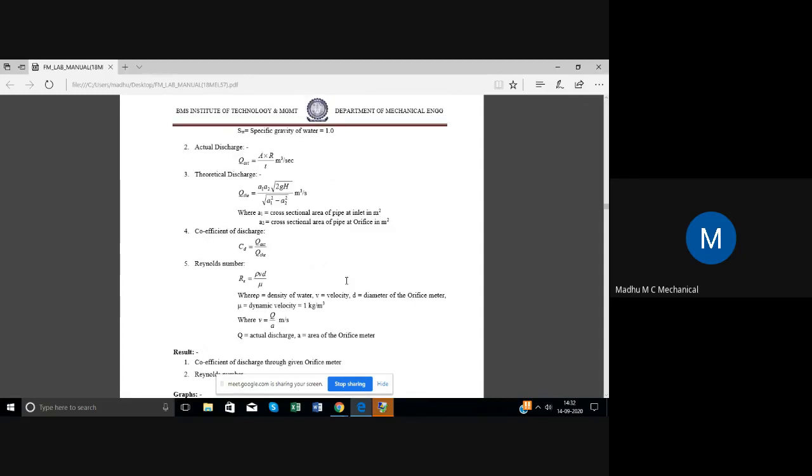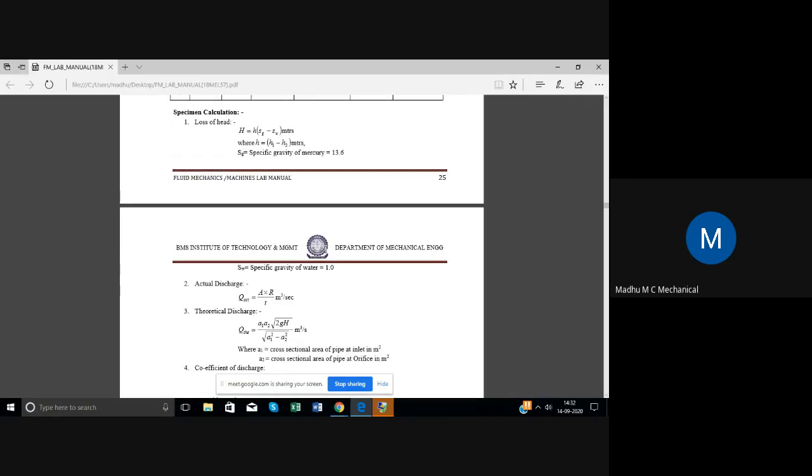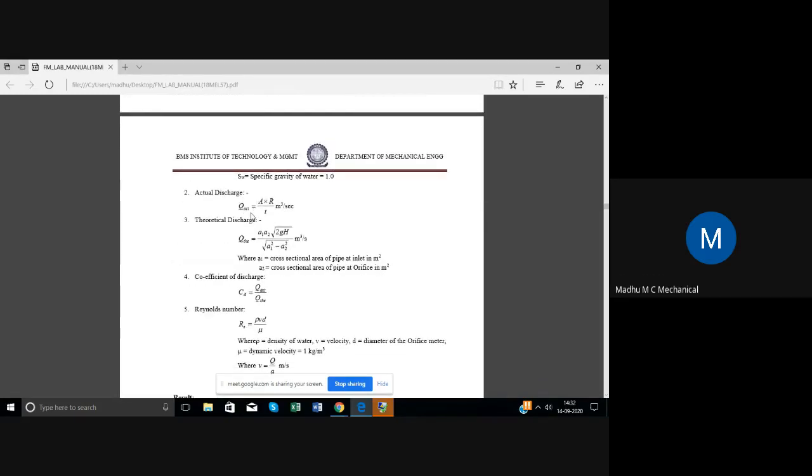Now you calculate, everything I have given. See, very simple. You take that manometer reading difference, multiply by 12.6. You will get capital H. Next, find Q actual. A is constant, R is constant. Put the value of T here, in seconds. You will get Q actual.